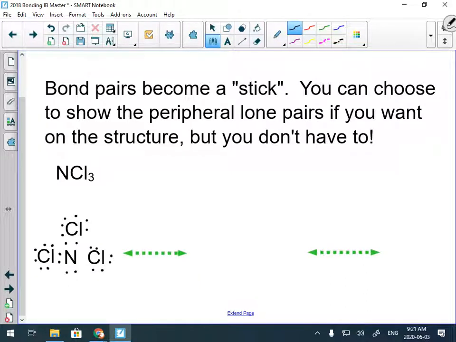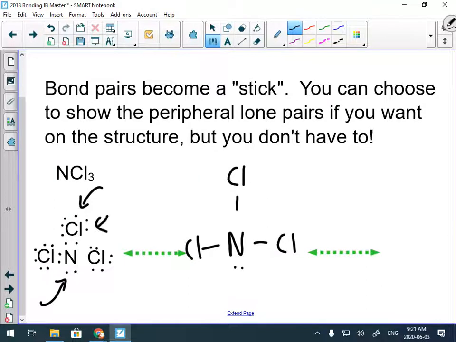Now, in chemistry, the peripheral lone pairs around the chlorine and the lone pair up here around nitrogen don't really affect the structure. It affects the shape, which we'll get into on Wednesday. But what this turns into is something that looks like this. And you can keep the dots there if you want. You don't have to. But all of the peripheral dots go away, and any dots that connect the bond pairs become a single line. It's amazing. That's a structural diagram.